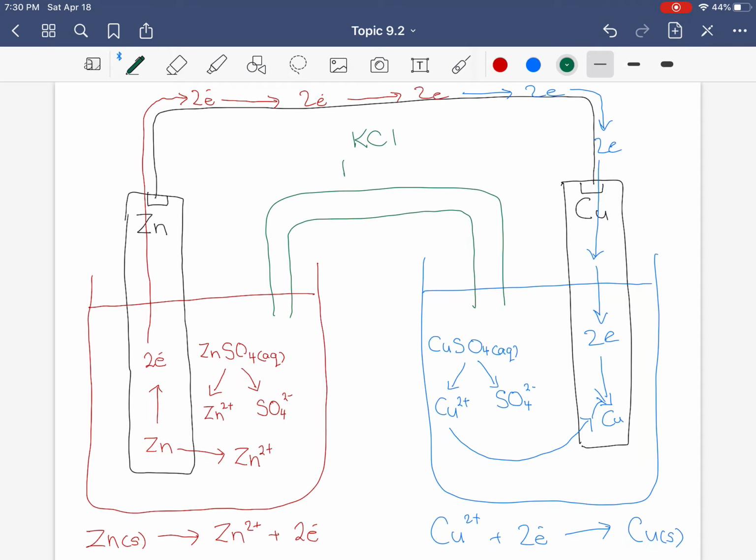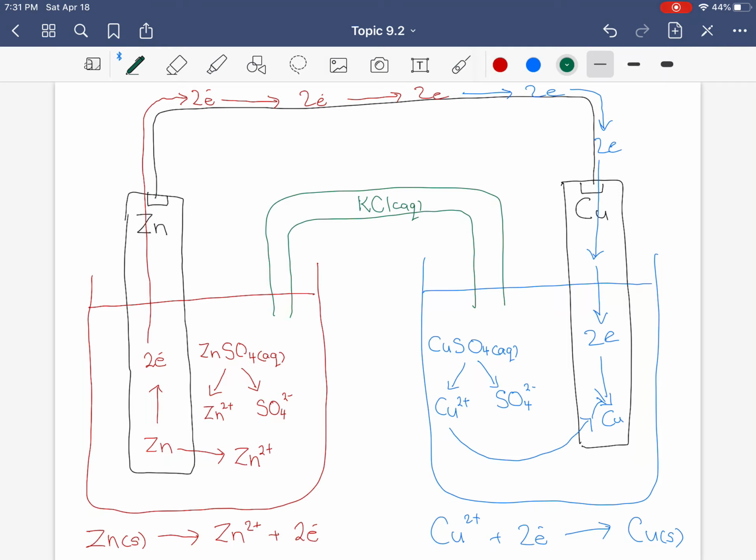Some people use sodium sulfate. Okay, sodium sulfate. It really doesn't matter, because this is not that important. So let's say I use KCl. I put KCl solution here. Okay. Like all solutions, KCl is not going to stay KCl. They are going to dissociate.